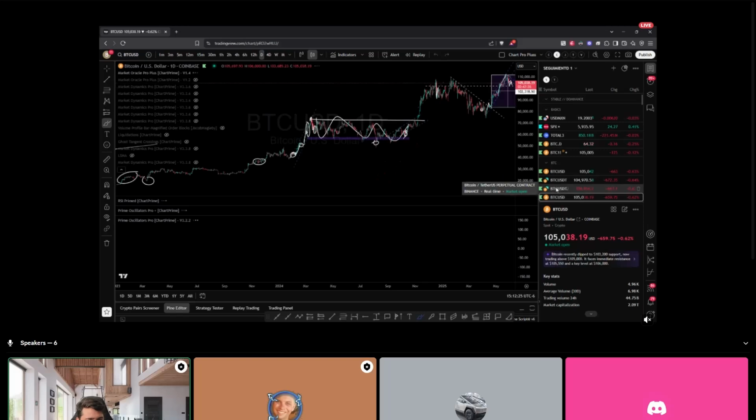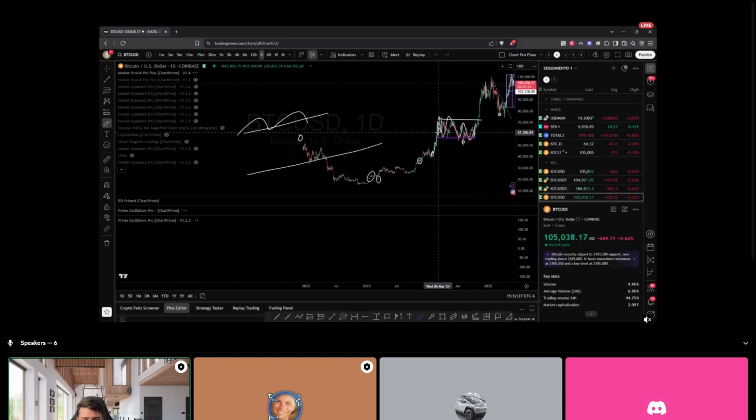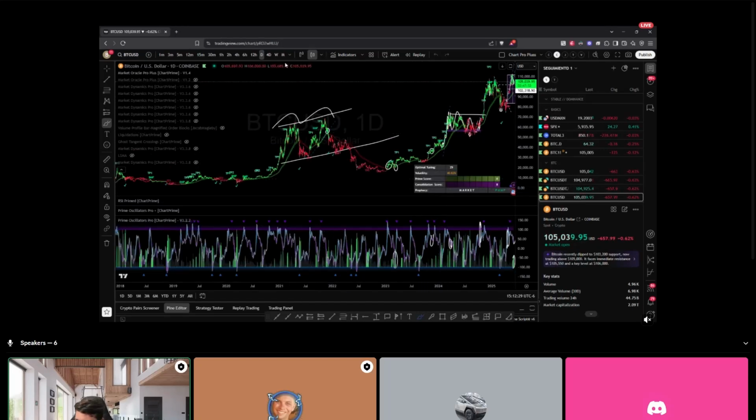All right, and perfect. So if I zoom in as much as I can, this is the daily chart for Bitcoin. This is a previous high.